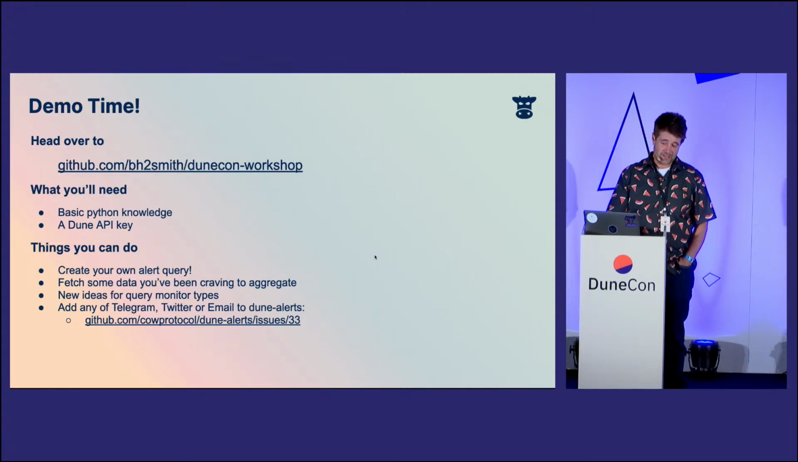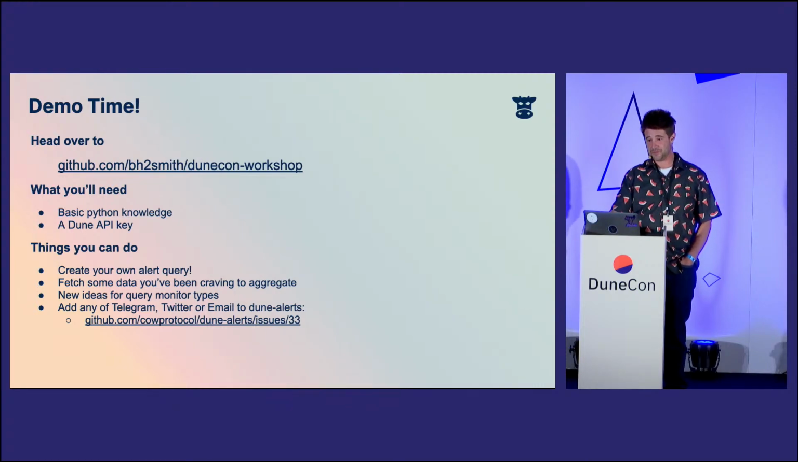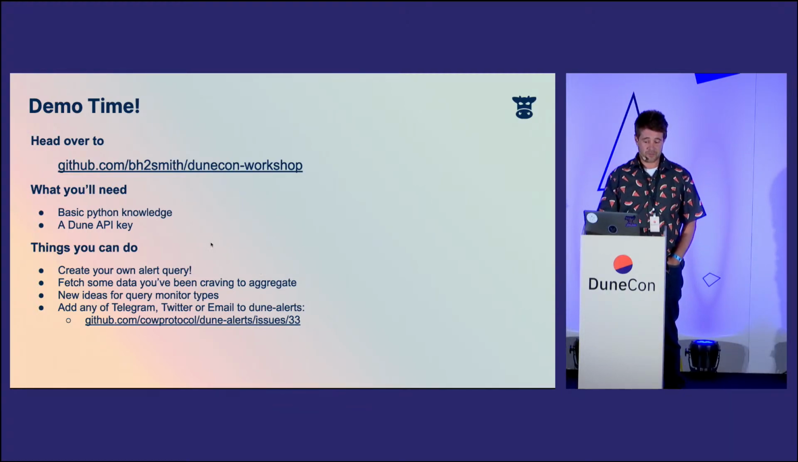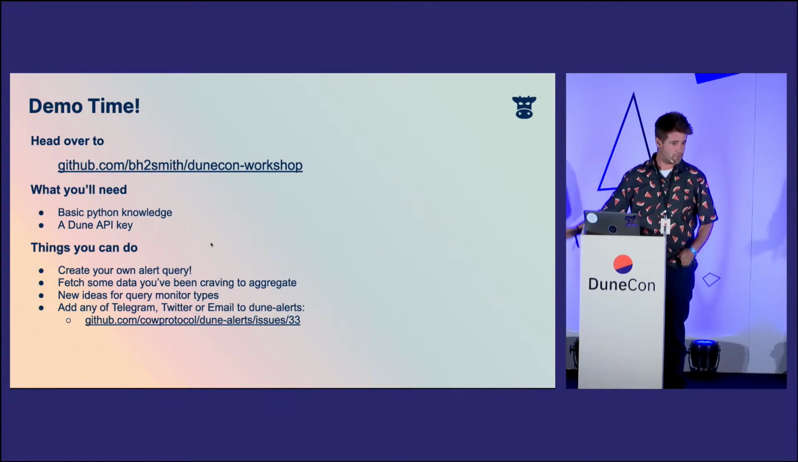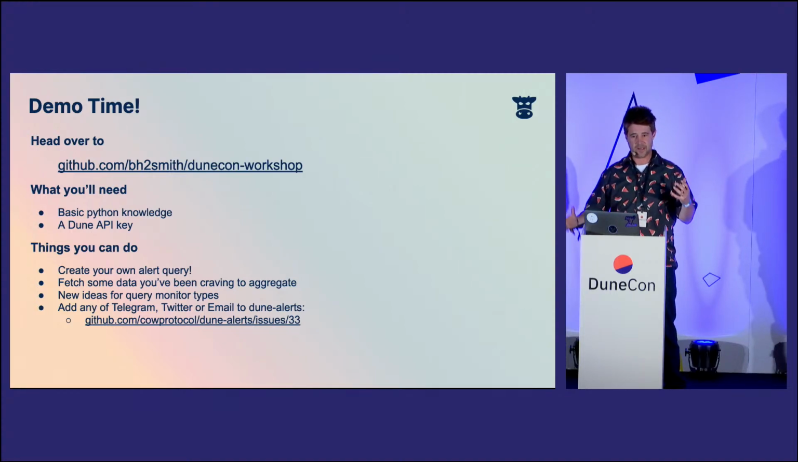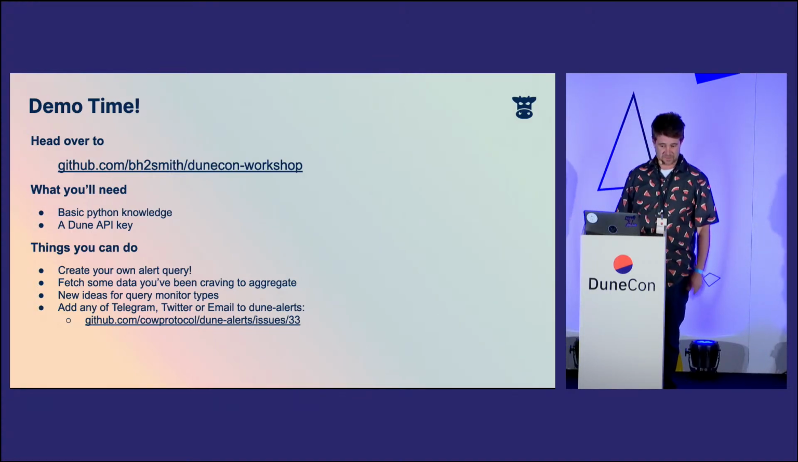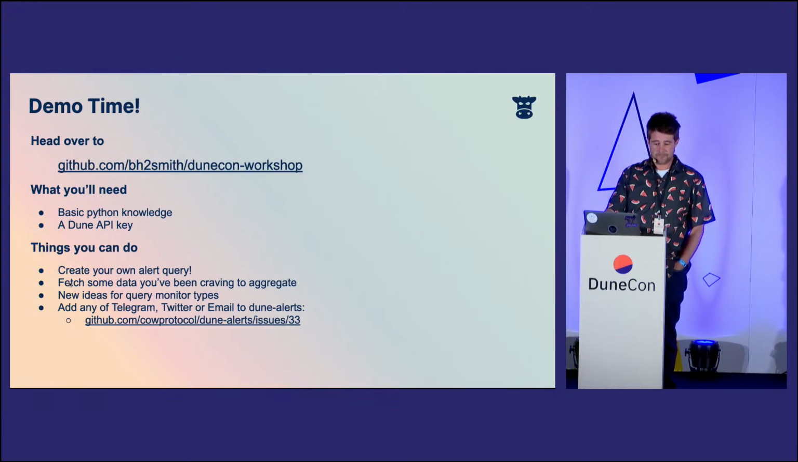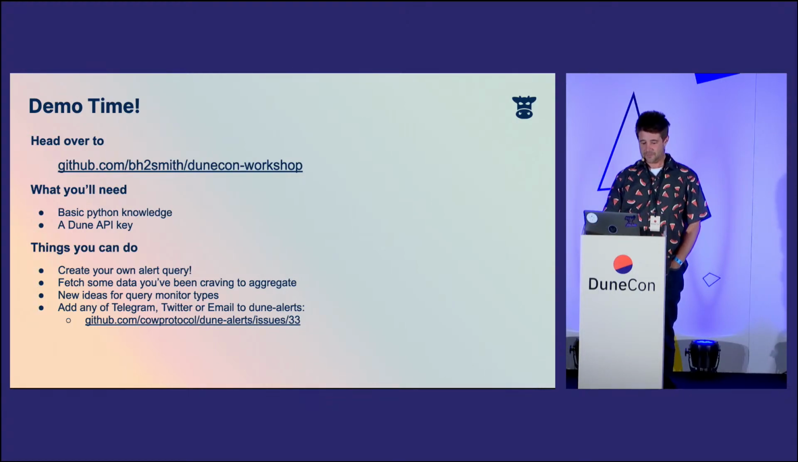So the only thing you really need is basic Python knowledge, and maybe not even that, especially to run the Dune alerts. A Dune API key, and a few things that can be done here. You can create your own alert query. So if you have any Dune query at all that you might want to set up into some sort of automated alert system, you can just already start with one of your own. You could fetch some data that you've been craving to aggregate and try that.